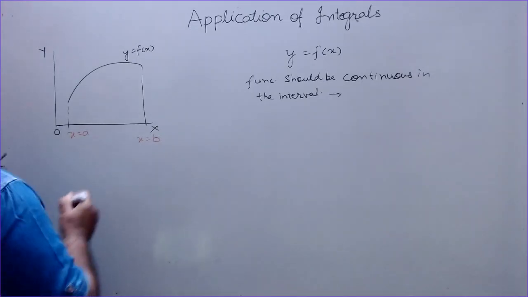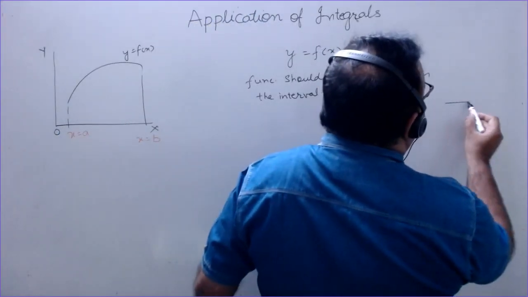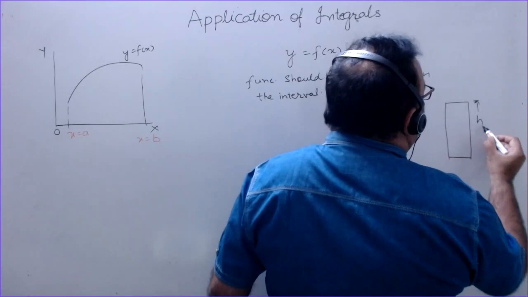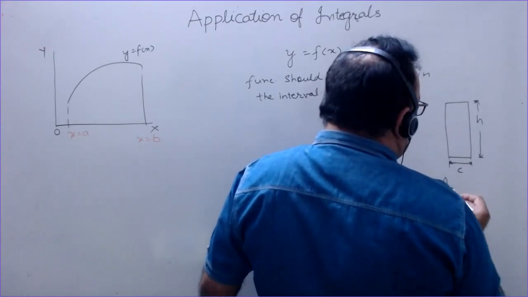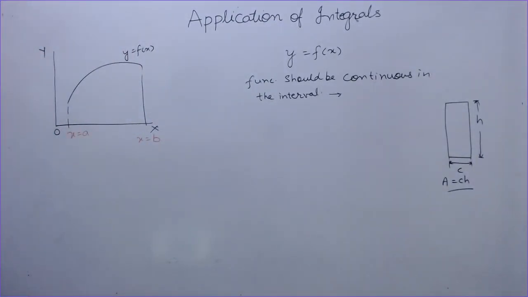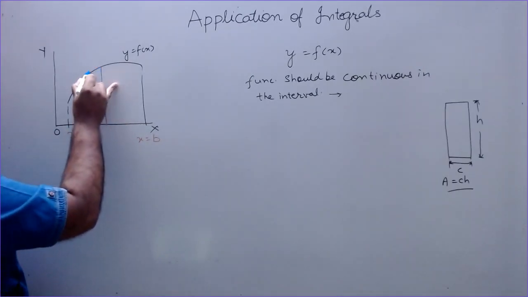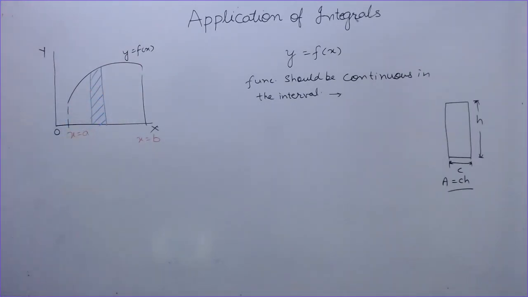Now what to do? The general definition of area: if you take a rectangle, what is the area of the rectangle? Area is equal to length into breadth. This is a rectangle, so this is height h, and the breadth, suppose this is equal to c. So area is equal to c into h. What is the purpose of introducing the area of a rectangle here? The purpose is that the area enclosed by the curve can be divided into such small rectangles. Suppose I take this rectangle and find its area.